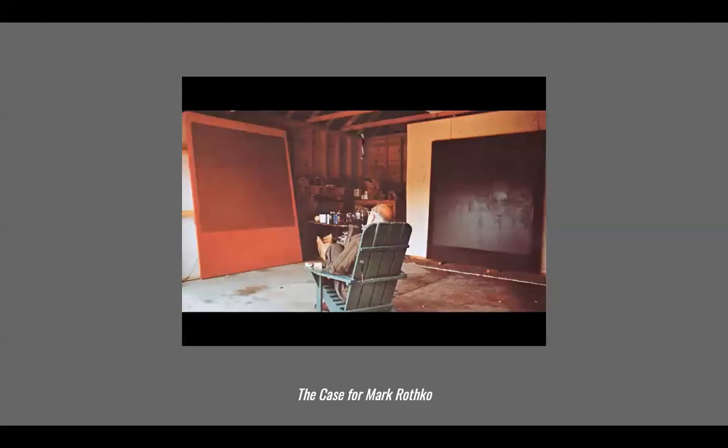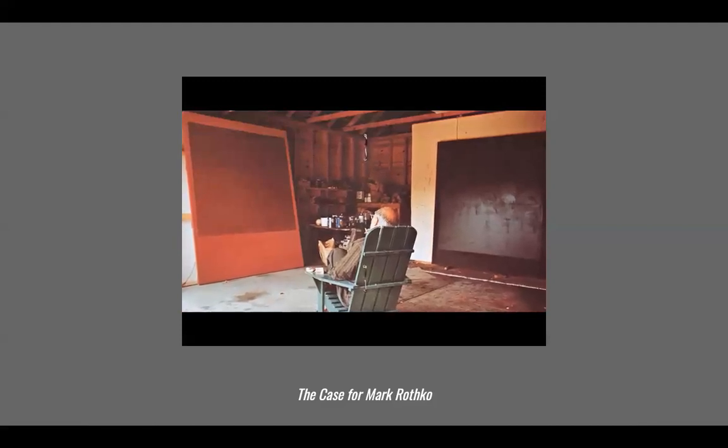More than anything, Rothko wanted to make you feel something, to encounter the undefinable, to stare into the void, to confront universal human tragedy. This isn't painting about nothing, it's painting about everything.